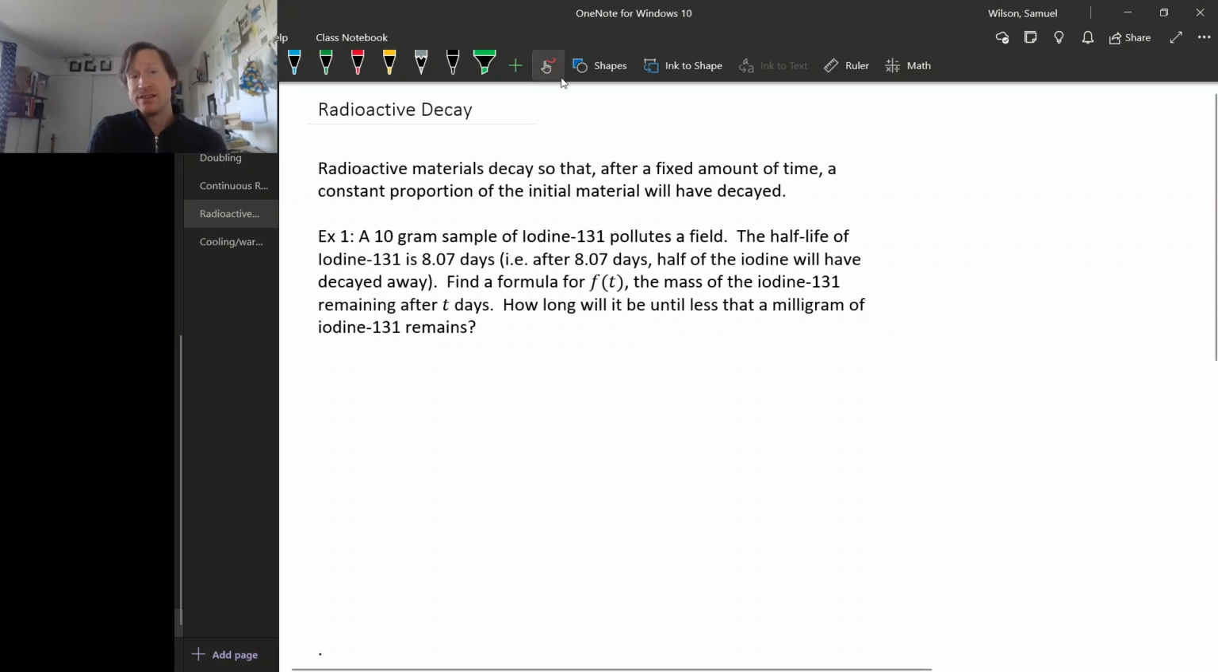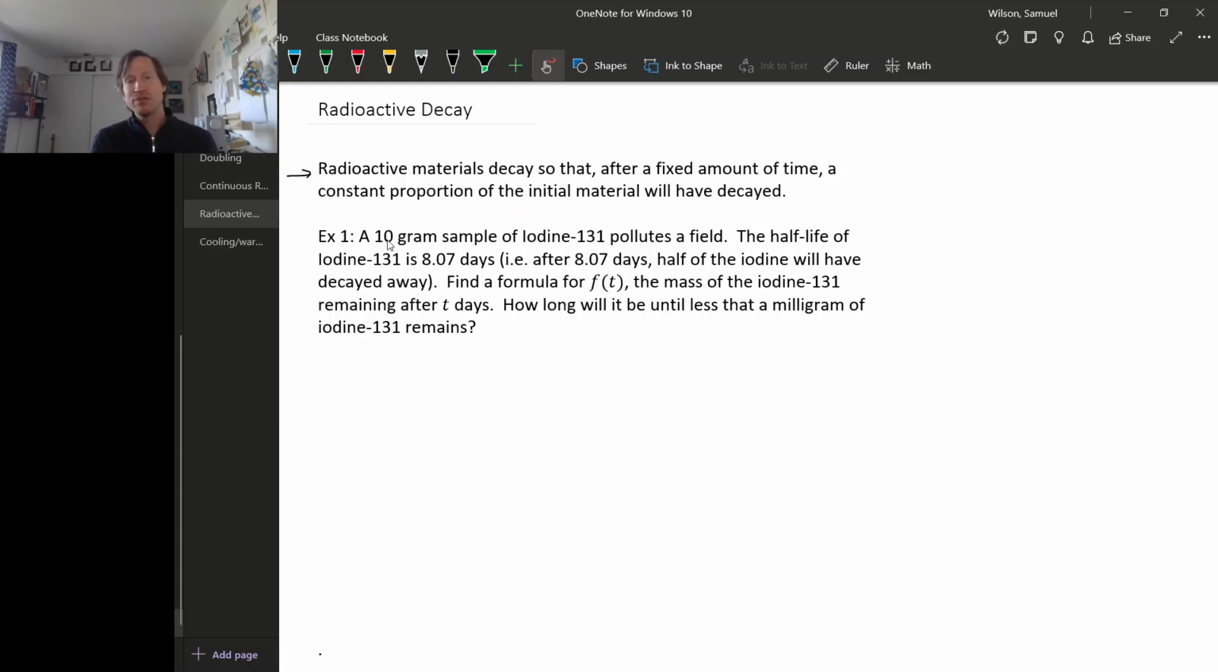Radioactive decay is a phenomenon that actually follows exponential decay. It turns out that radioactive materials decay so that after a fixed amount of time, a constant proportion of the initial radioactive material will have decayed. In other words, if you wait for a day and 10% of the radioactive material has decayed away, when you wait for another day, 10% of that will have decayed away, and so on.